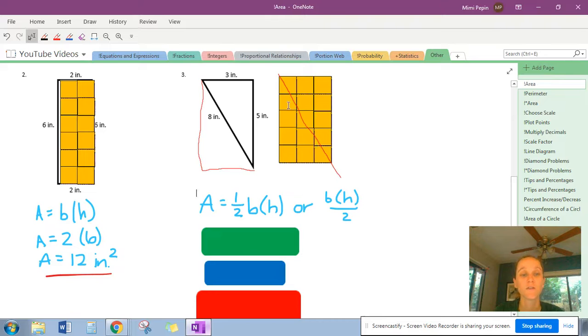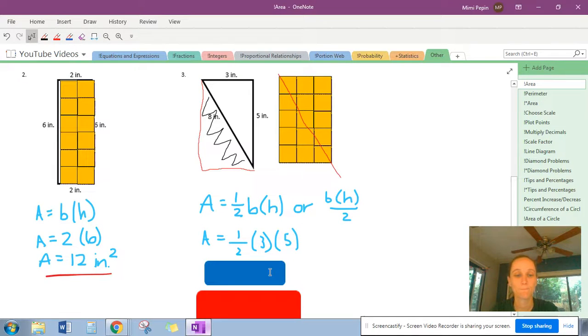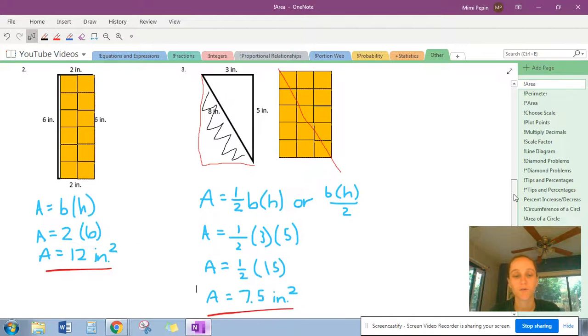Basically, I'm just taking 3 times 5, which is 15. I can see there's 15 boxes here, or Cheez-Its. But I want to cut that in half because I don't care about the Cheez-Its over here. I only care about the ones that are in this part. So if I do 3 times 5, that'll give me 15, and then I'm taking only half of those because, again, I don't care about this half or this half down here. So my answer is going to be 7.5 inches squared.